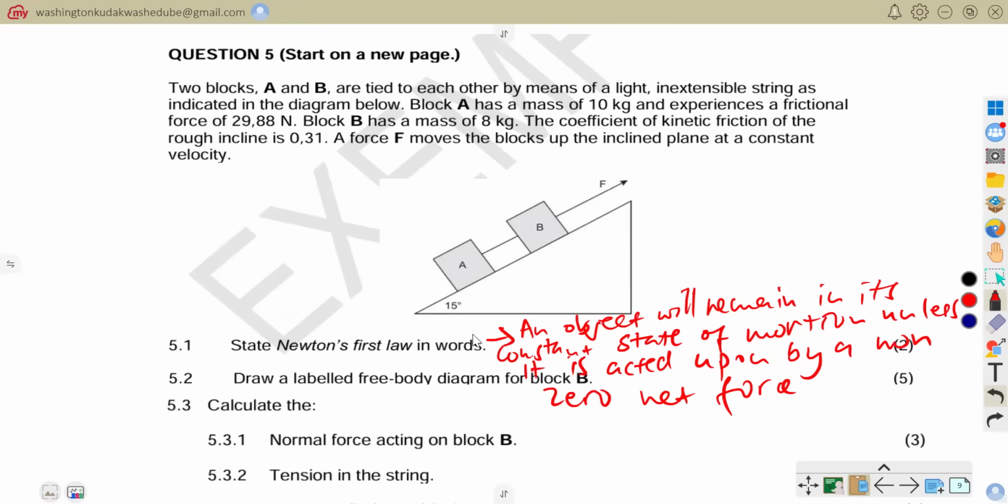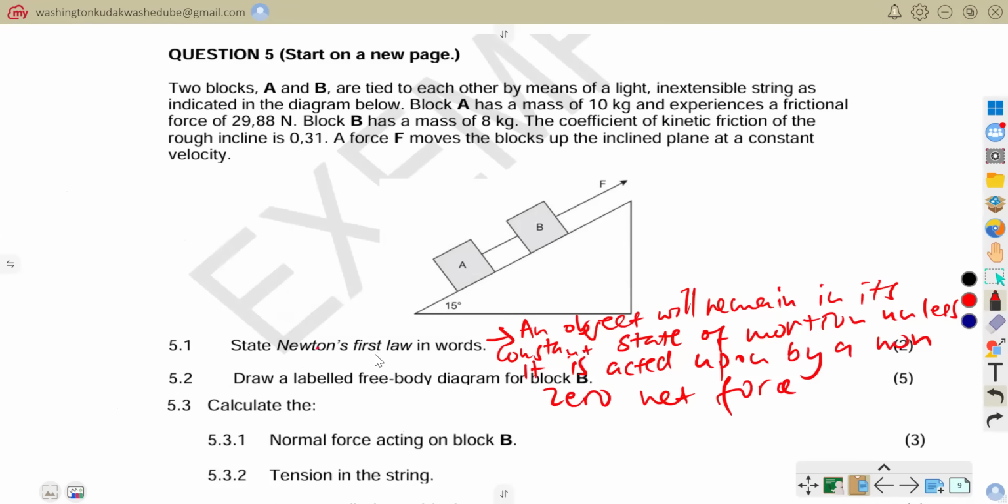So whenever we've got an object, let's say object A, if it is at rest, it will remain at rest. If it is moving at a constant motion, it will remain moving at a constant motion, unless there is a non-zero net force that acts on that object. That is the only thing that can change the what? The state of motion of that object. That is what Newton's first law states.